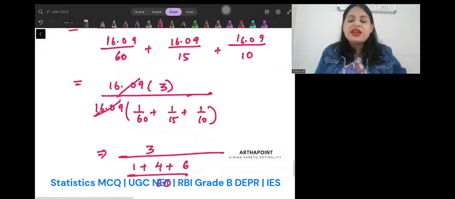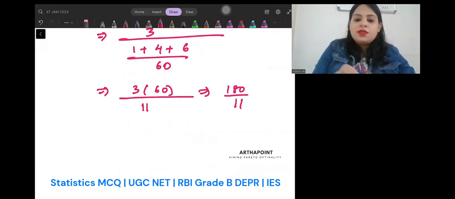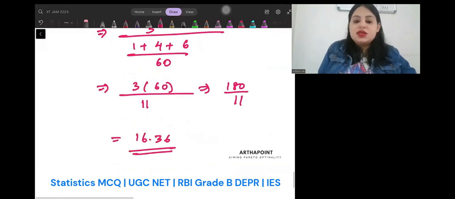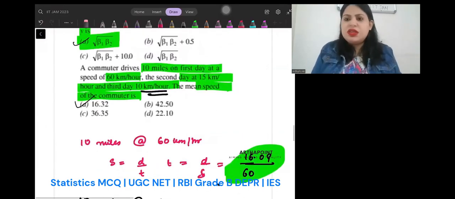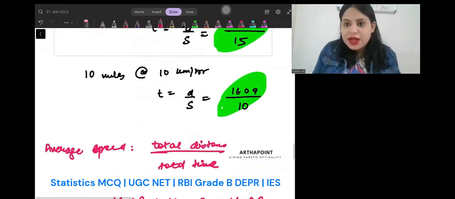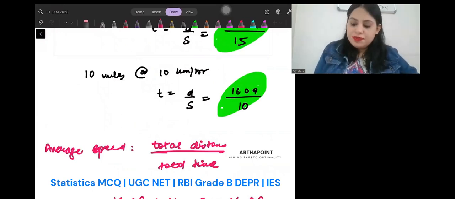So एक बार जरा divide कर लेते हैं. 180 divided by 11. That will be your answer. So it should be 16.36. So the answer to this question beta will be 16.3. Right? I hope this is clear. भाई हर एक का अलग अलग time निकालो. Total distance by total time karo and that will be your average speed.